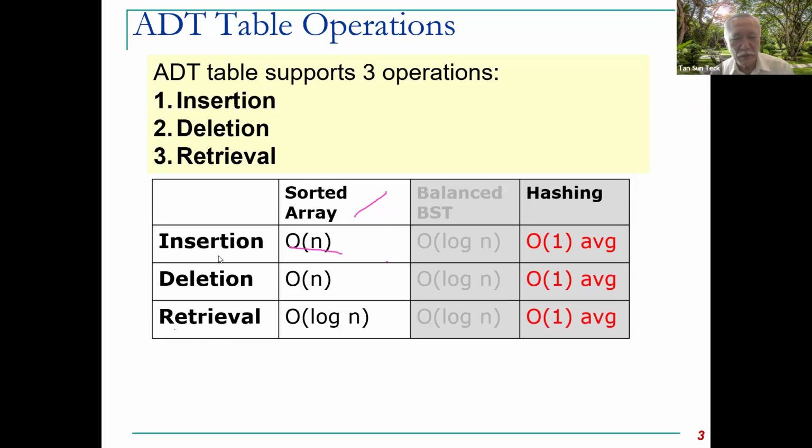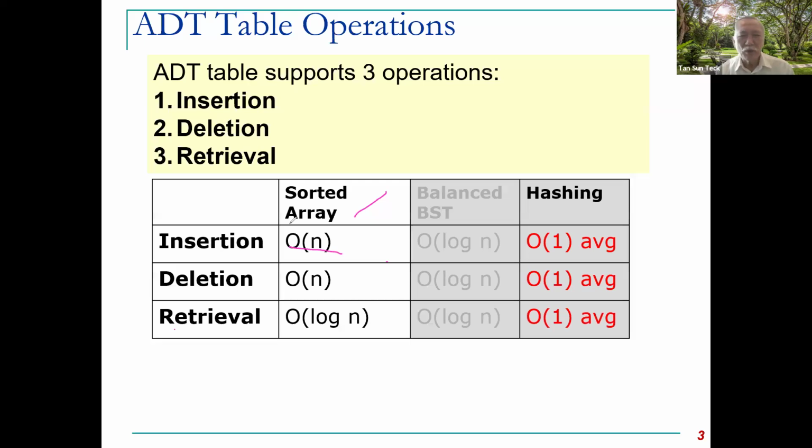Of course, just now we mentioned array retrieval means you use binary search, and that can be done in O(log n) time. Okay, subsequently, we are going to talk about balanced BST, where the 3 operations can be done in O(log n) time, which is much faster. But hashing promises us to get O(1) on average for all the 3 operations.